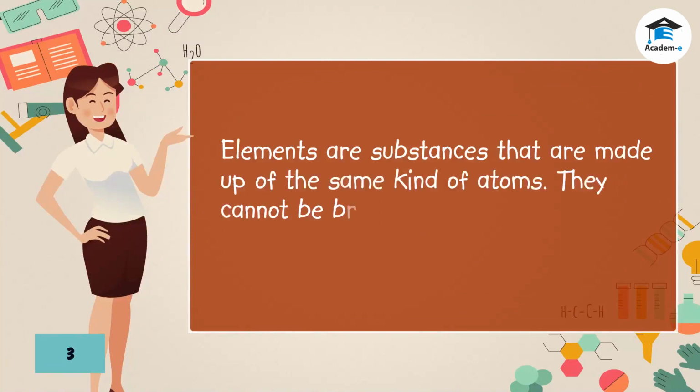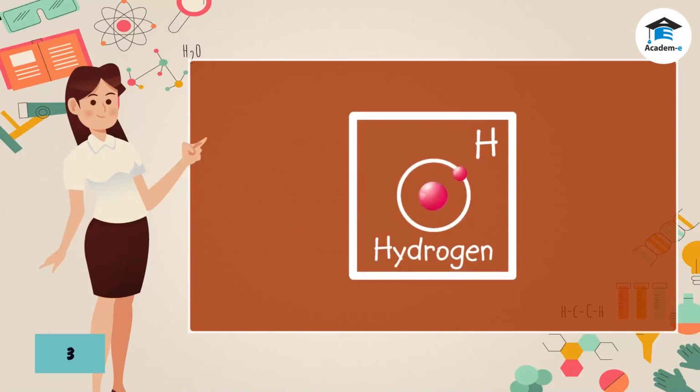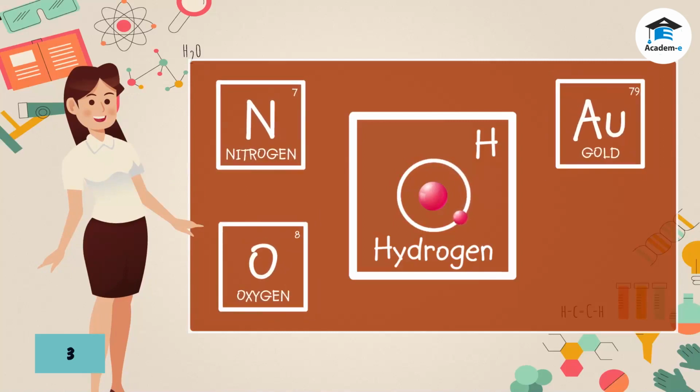Elements are substances that are made up of the same kind of atoms. They cannot be broken down into simpler chemical components. Hydrogen is an example, which is the lightest among all known elements because it contains one electron and one proton. It is an element because it is made up of hydrogen atoms only. Other examples of elements are nitrogen, oxygen, gold, and calcium.